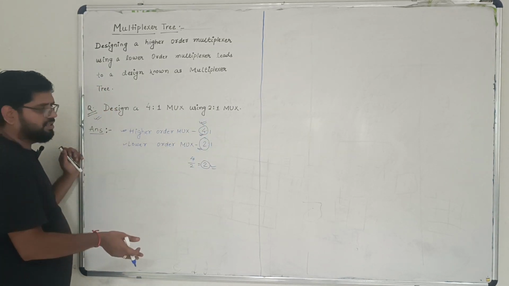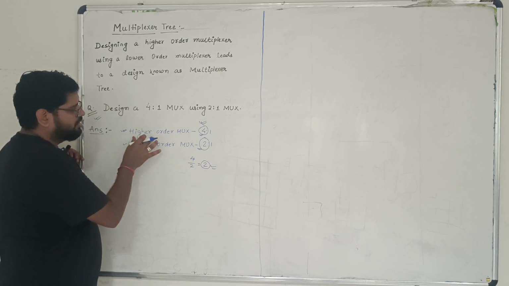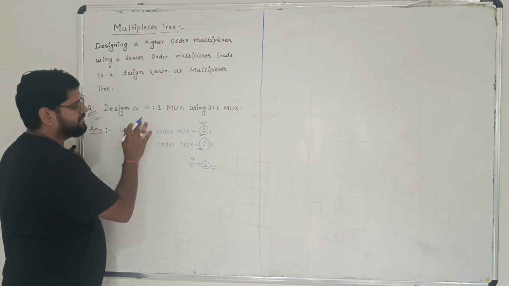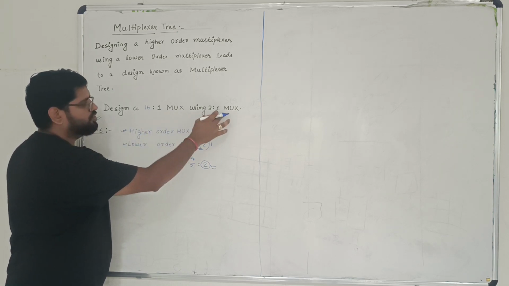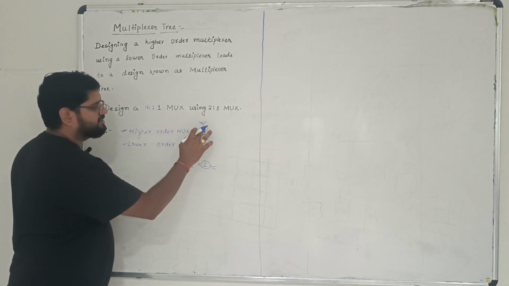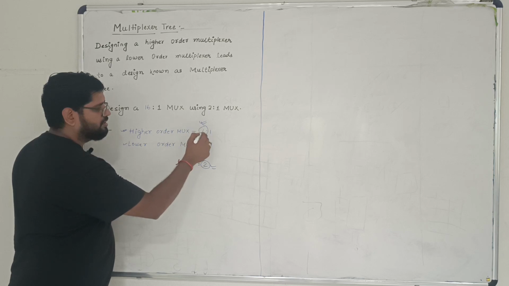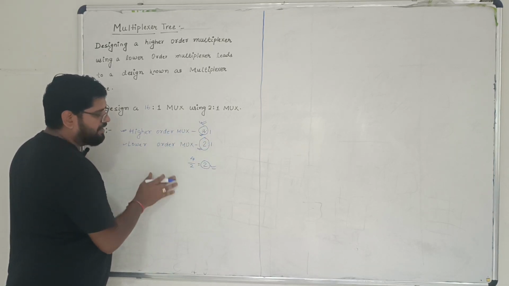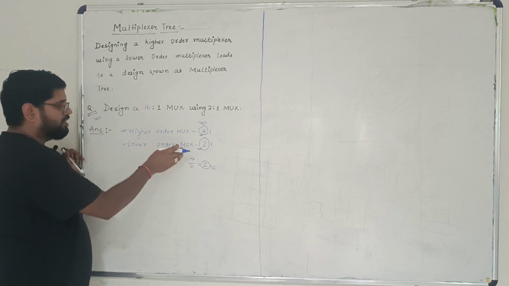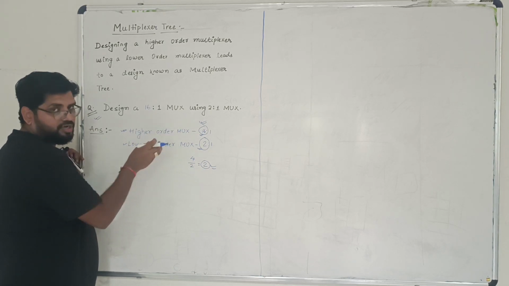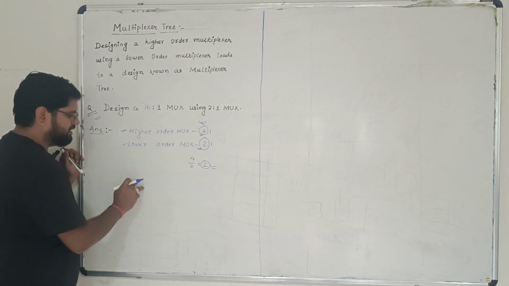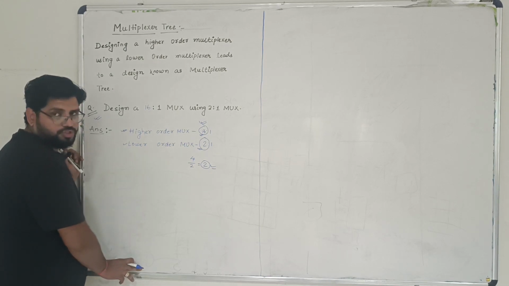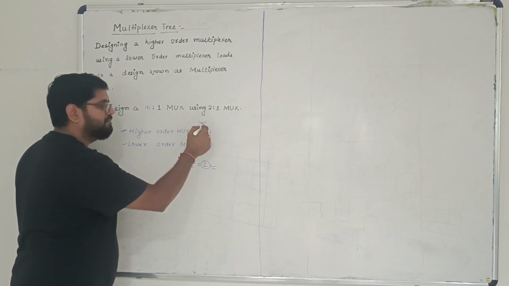Now this is very simple. Suppose I would have told you to design a 16:1 multiplexer using 2:1 MUX. So the higher order multiplexer would have been 16:1 and the lower order multiplexer would have been 2:1. If I would have asked you how many lower order MUX are required in order to get the higher order MUX, you must have told me that in the initial step I require 8 number of 2:1 MUX in order to achieve the input of this one.